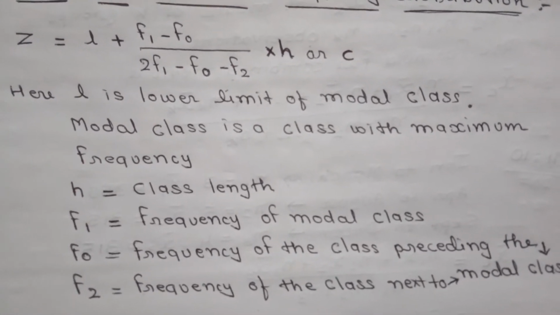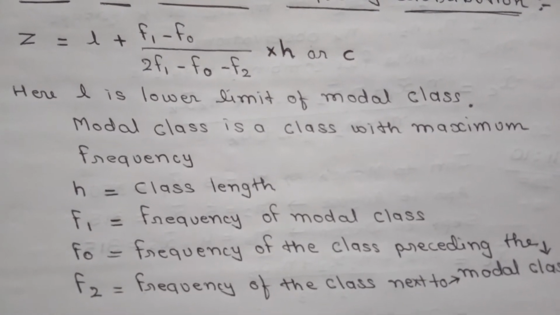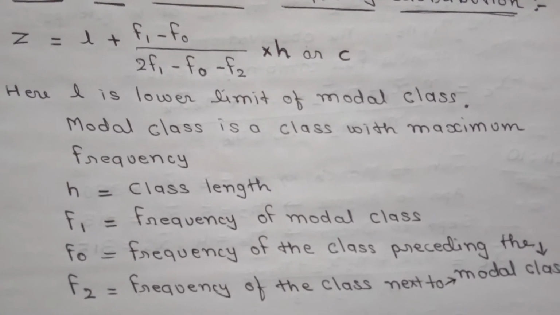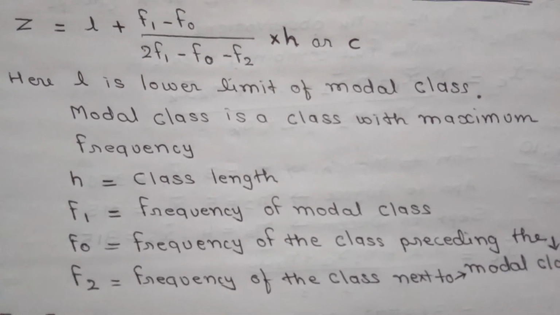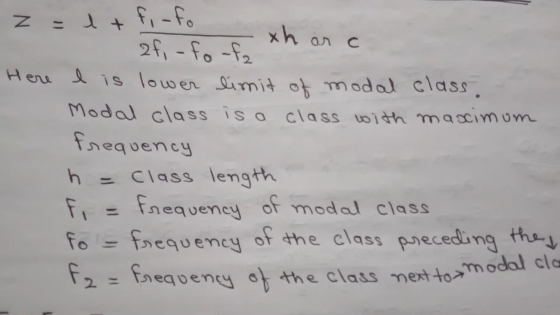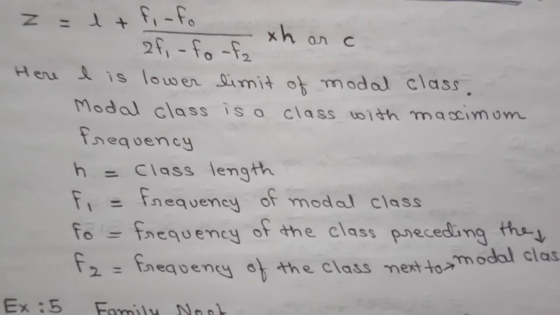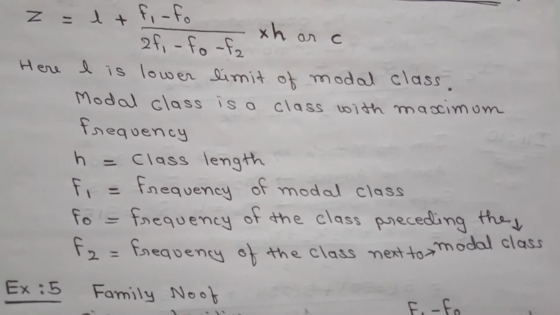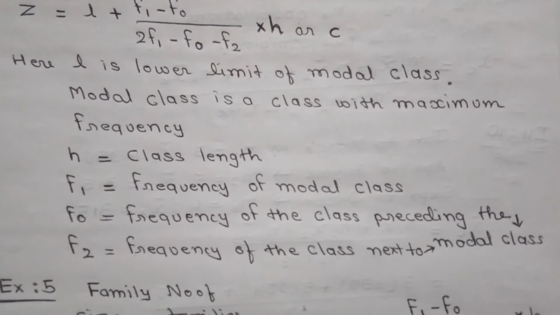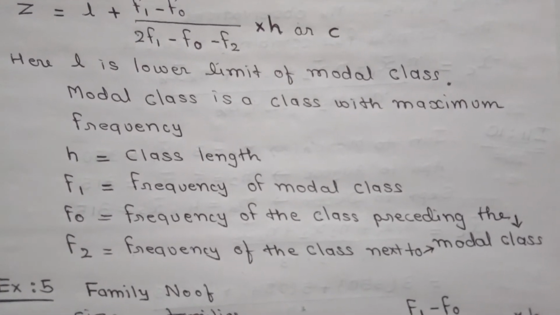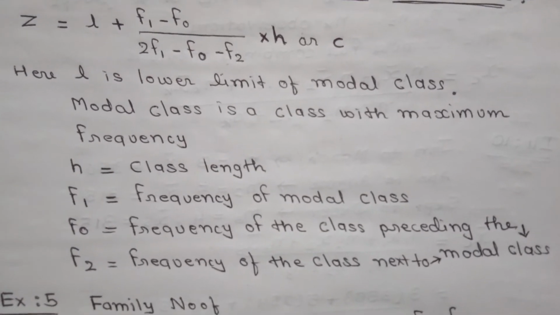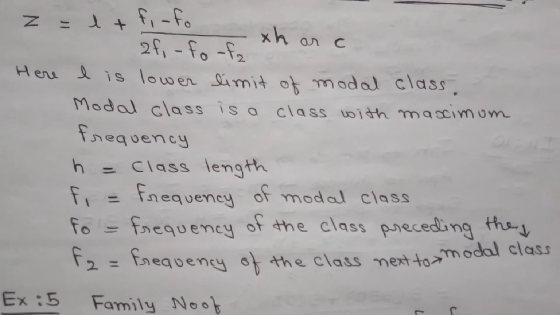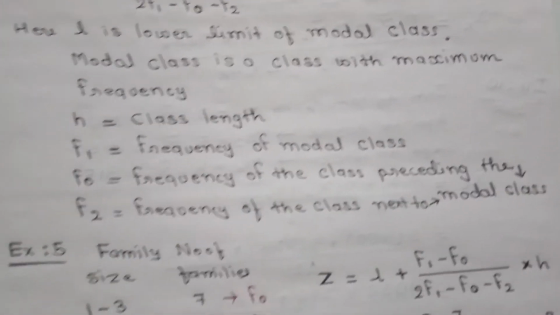H is class length, that means upper boundary point minus lower boundary point. F1 is the frequency of the modal class. F0 is the frequency of the class preceding the modal class, and F2 is the frequency of the class next to the modal class. This is the description of the formula. Now let us understand it with an example.